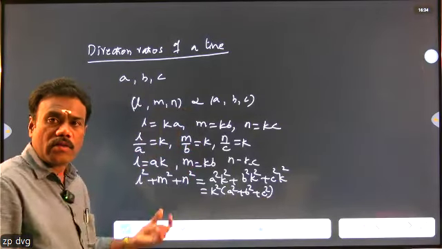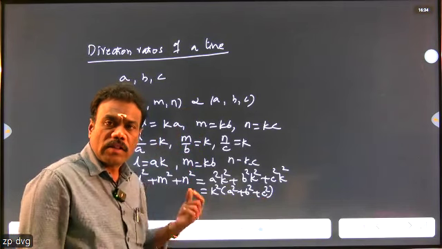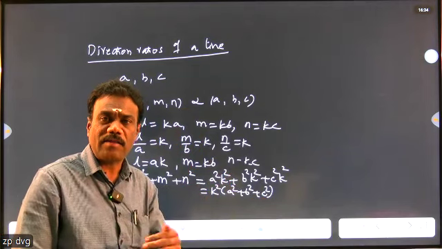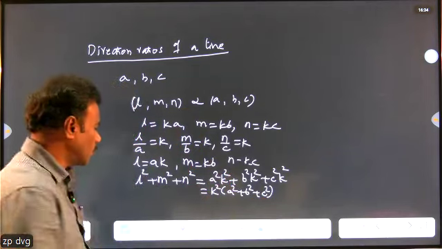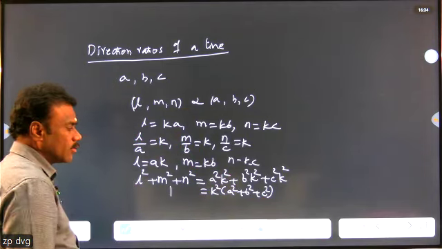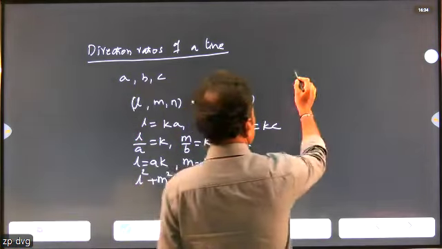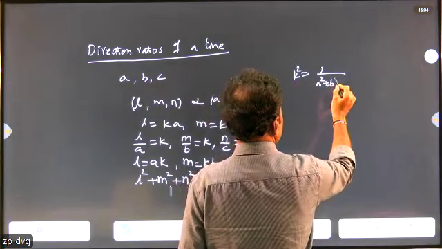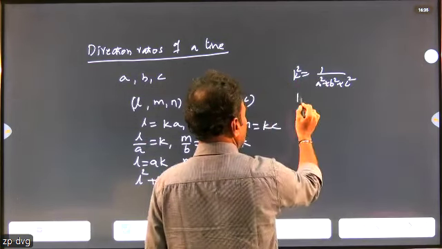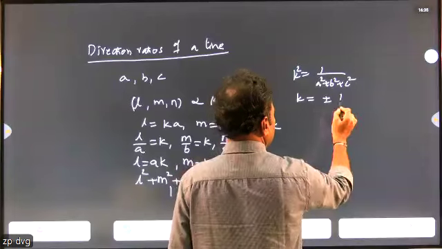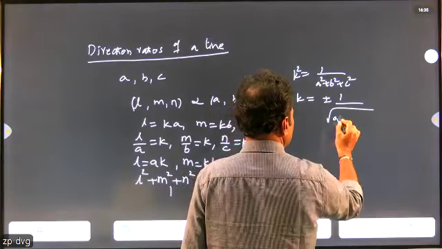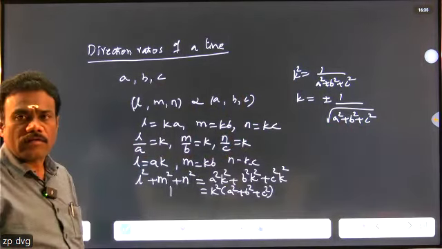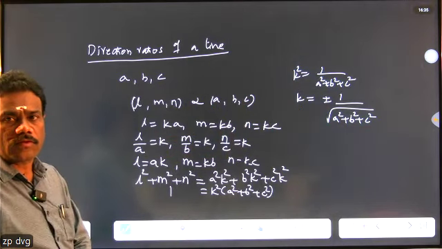But we know, as discussed in vector algebra, that the sum of squares of direction cosines of a directed line segment is 1. So you get k square is equal to 1 by a square plus b square plus c square. Then k is equal to plus or minus 1 by square root of a square plus b square plus c square.